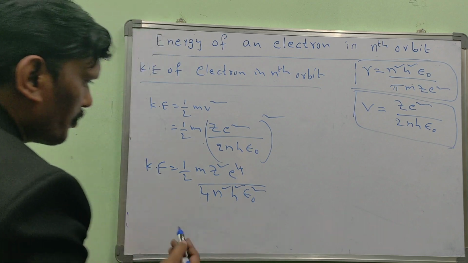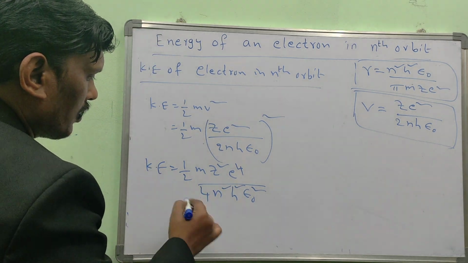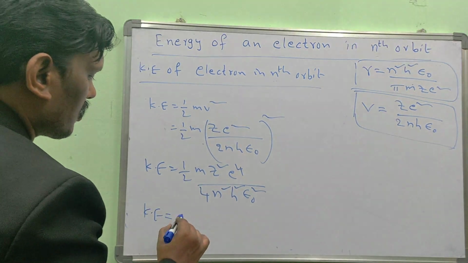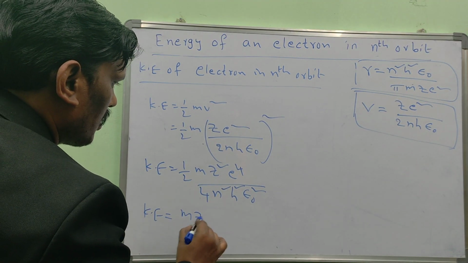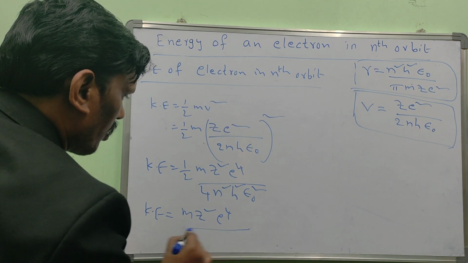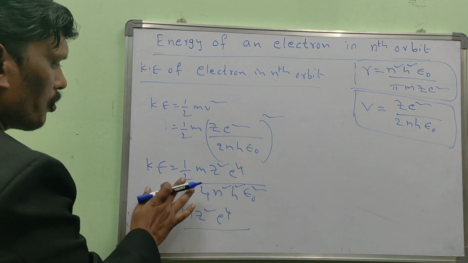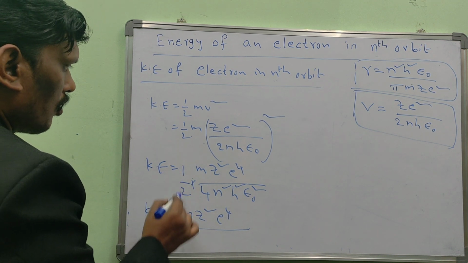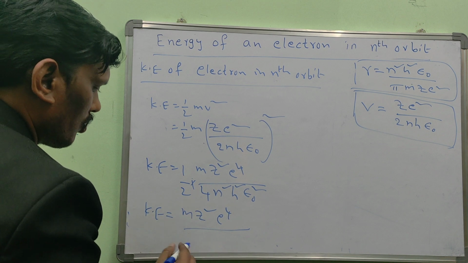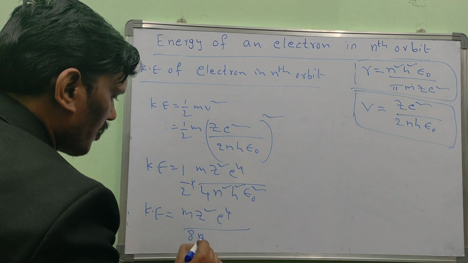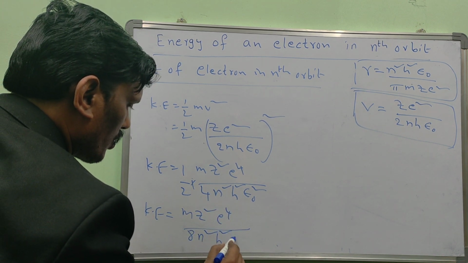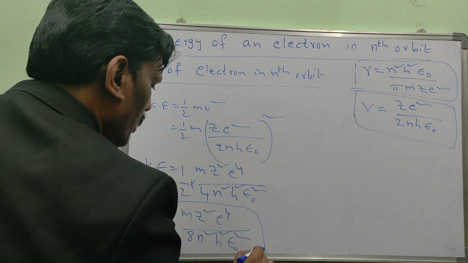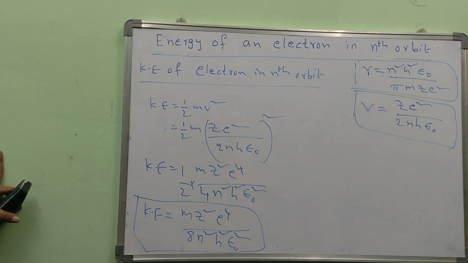Here anything that cancels, just cancel out; otherwise leave it. Kinetic energy is equal to m Z square e power 4 upon 2 times 4. This is the 1 by 2, no? So 2 times 4, 8 n square h square epsilon naught square. So this is the kinetic energy of an electron in the nth orbit, direct formula.